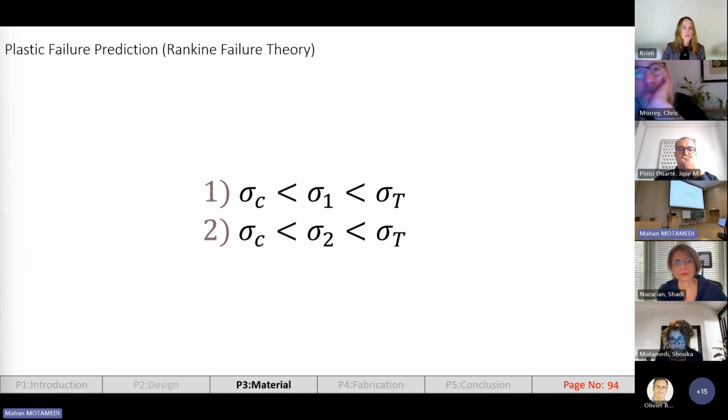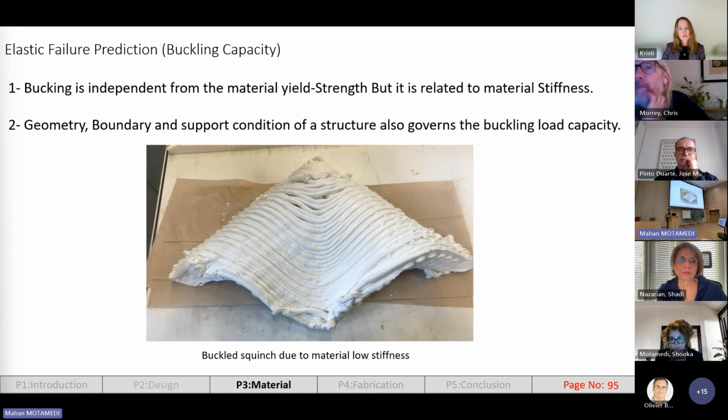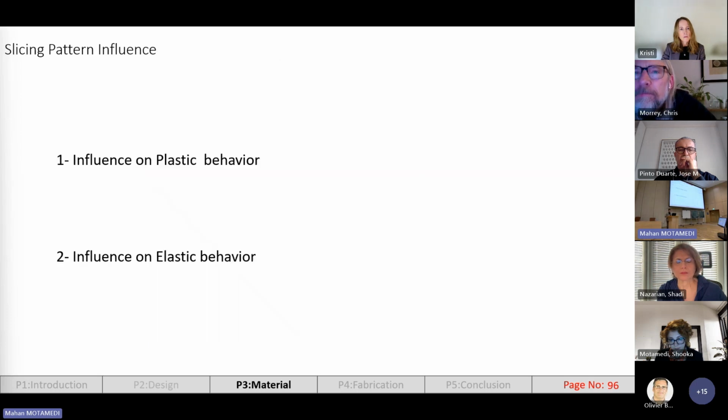In order to predict the plastic failure of the material, we have used Rankine failure theory, which basically says that the generated stress at each level of printing should not exceed the maximum compression and tensile capacity of the material. In order to predict the elastic failure of the structure, we have to calculate the buckling capacity. And buckling is independent of the material strength, but it's dependent on the material stiffness. And also, it's highly dependent on the geometry and the boundary conditions of the geometry.